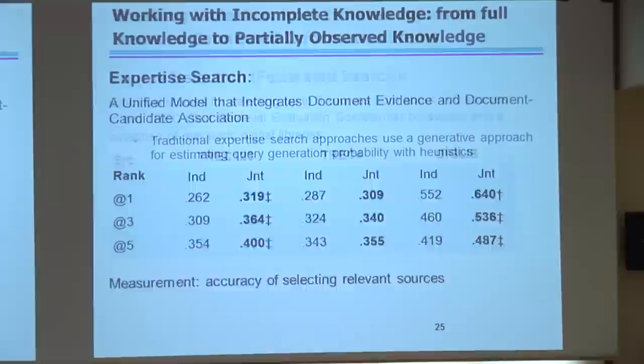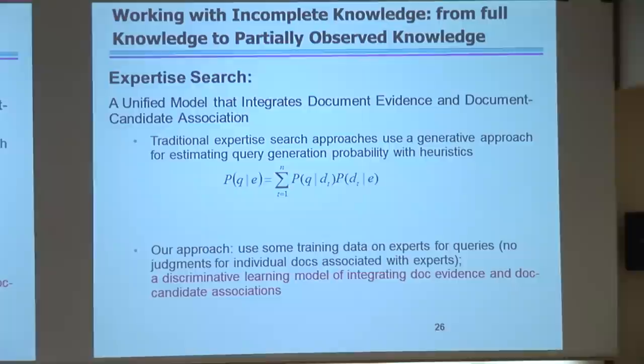And the second thing is we want to consider incomplete knowledge in some real-world applications. So for example, in expertise search, as we mentioned, for the training data, we only know which expert is actually related with a topic. But we do not know which documents of this expert candidate actually show his expertise on this topic, which is also important. So therefore, what we did is we propose a unified model that integrates the document evidence and the document candidate association. Here, document evidence shows for each document whether this document is talking about contents about this particular topic, for example, computer security.